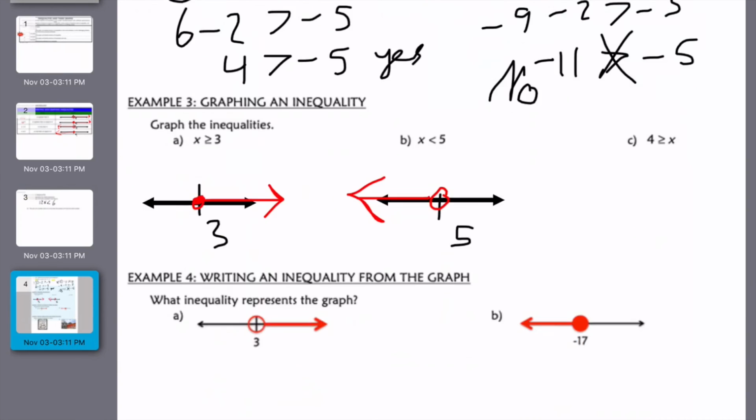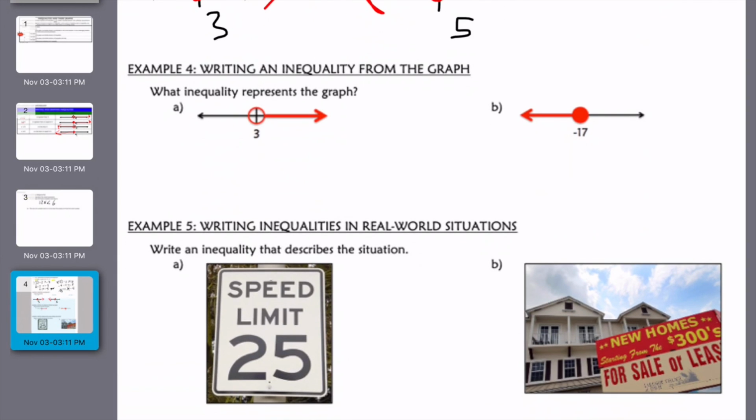Couple more example problems here. What inequality represents the graph? We are just going to stick with A, for example. So I know that it's an open dot at 3. So I know that it's going to be less than or it's going to be greater than, and it's not going to include the number 3. X is going to the right. My arrow is going to the right, which means that it is greater than 3. So if something's greater, it's going to be opened up towards that greater value, my inequality sign.